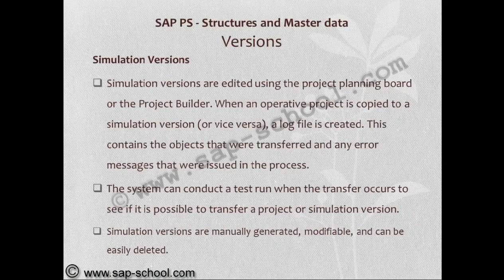Simulation versions are edited using the project planning board or the project builder. When an operative project is copied to a simulation version or vice versa, a log file is created. This contains the objects that were transferred and any error messages that were issued in the process. The system can conduct a test run when the transfer occurs to see if it is possible to transfer a project or simulation version. Simulation versions are manually generated, modifiable, and can be easily deleted.